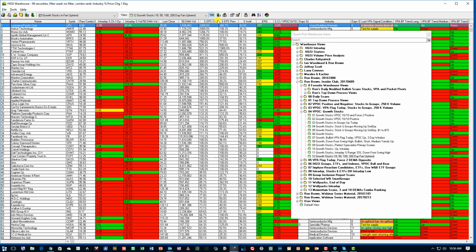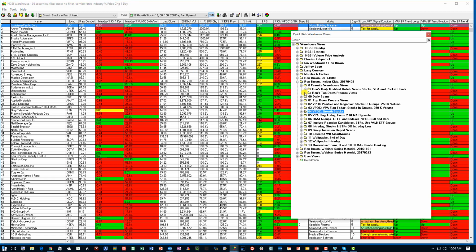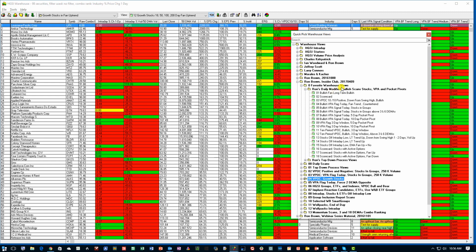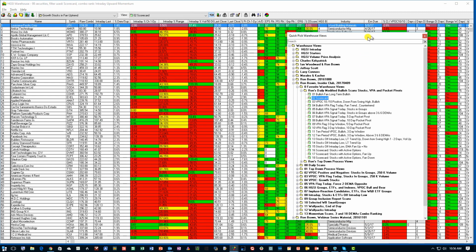I have a group of stocks, 97 of them, plus the index, that I consider growth stocks because of these two columns right here, and they're in the fan uptrend. So I'm obviously looking for bullish setups at this point. Now, since I have the group segregated, I'm going to go up to my bullish scans up here, and I'm going to just take a look at the scorecard view.